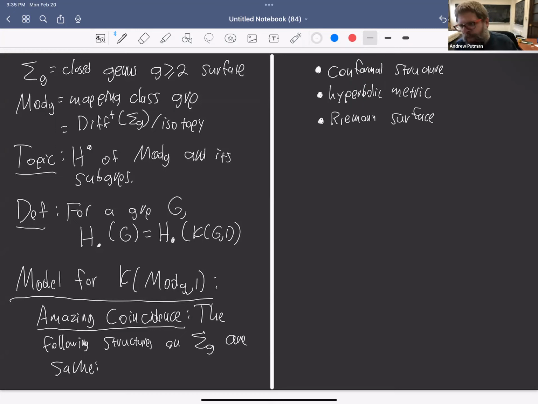So a complex manifold of dimension 1. If you endow the surface with that, it turns out that's the same as a hyperbolic structure and the same as a conformal structure. And the final one would be the structure of a smooth complex variety, so the vanishing locus of a collection of polynomials in projective space.